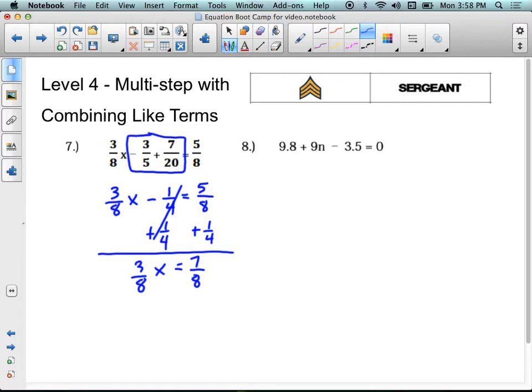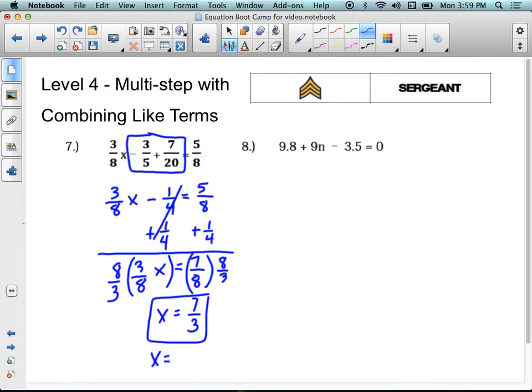Now I've got a regular equation with a coefficient of 3/8 times x. Remember, to eliminate that 3/8, I'll multiply by the reciprocal. I'm going to multiply by 8/3 on both sides. So I'm going to take 7/8 times 8/3, and I will get x equals 7/3. Okay? So I'm going to put that in here. If you want to convert that, you could also say x equals 2 1/3. You could say that as well. Okay? Either one of those is good.